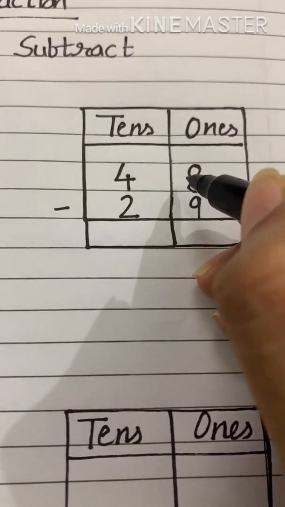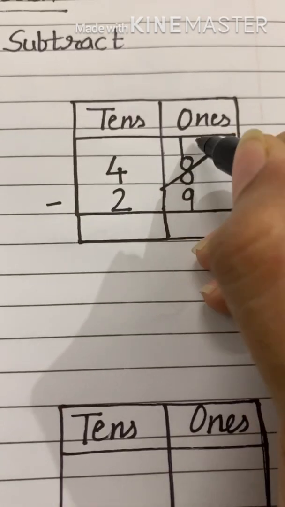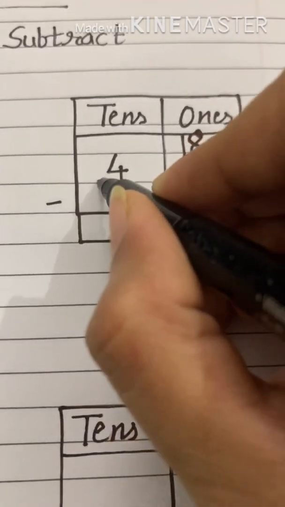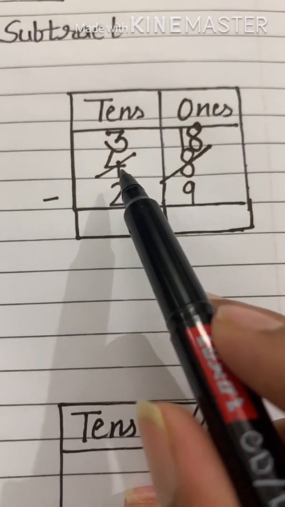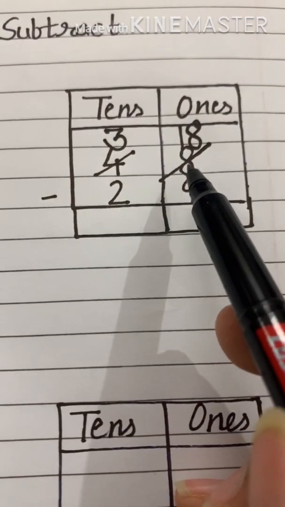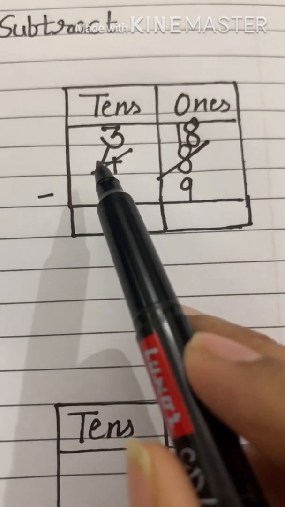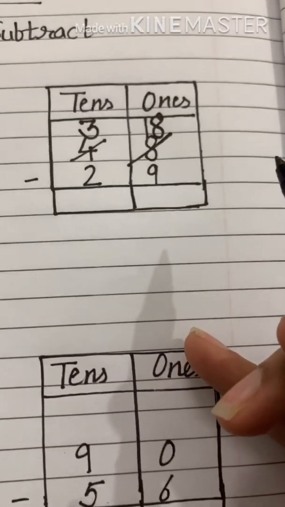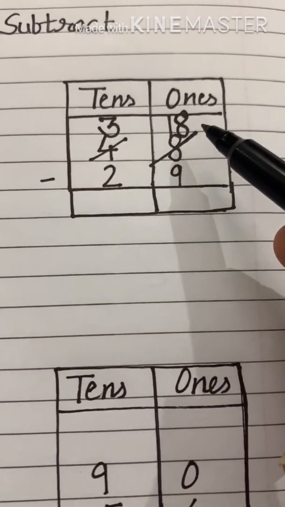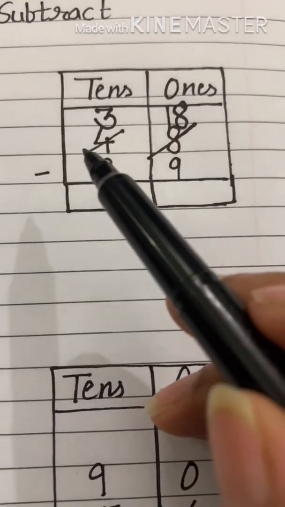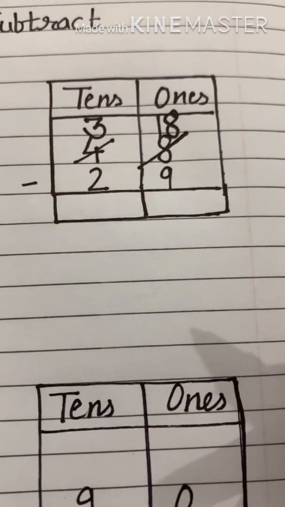What we are going to do is put a cross on this 8, and 8 is going to borrow 1 from this 4. When this 4 has given 1 to 8, it will become 18, and 4 already has given 1, so it will be 1 lesser in number, so it will be 3. Now can we subtract 9 from 18? Yes, we can. Can we subtract 2 from 3? Yes, we can.